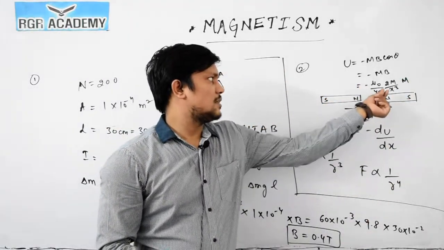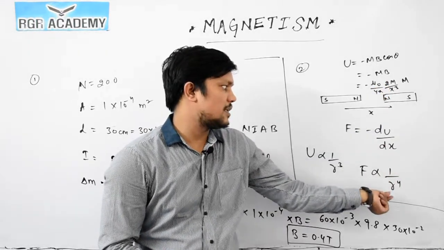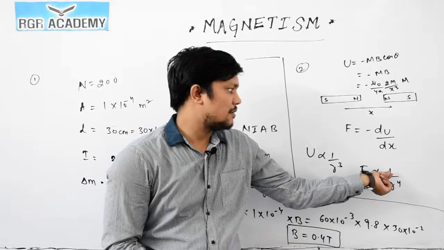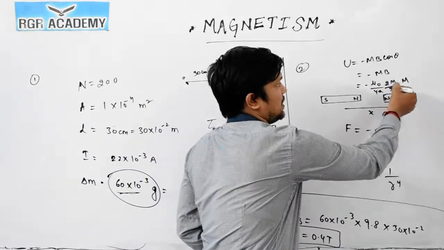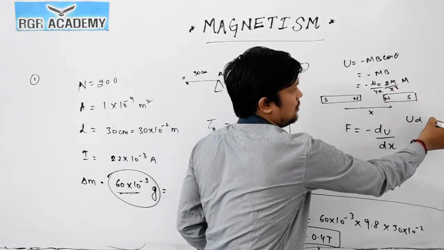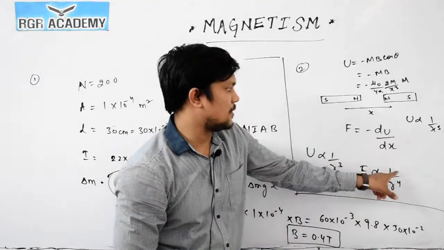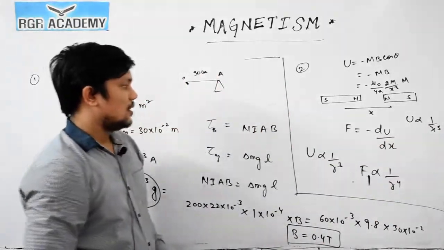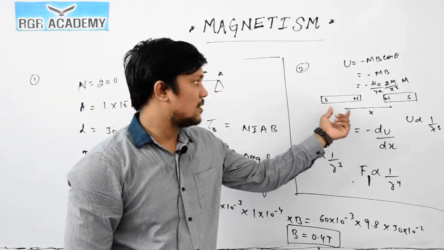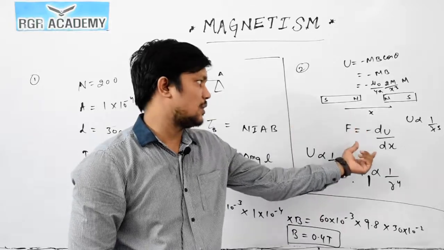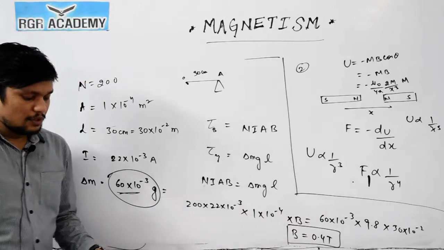If you differentiate this, the power here is 1 by x cube. So if you differentiate this, what you will get? The power will become 4, meaning 1 by r to the power 4. After differentiating, since U is proportional to 1 by x cube, dU by dx will be proportional to 1 by x to the power 4. Okay, so this is a very important concept. Whenever we have a variable magnetic field or variable electric field, this is the way we have to calculate the force acting on these types of systems. Okay, now we will move on to question number 3.